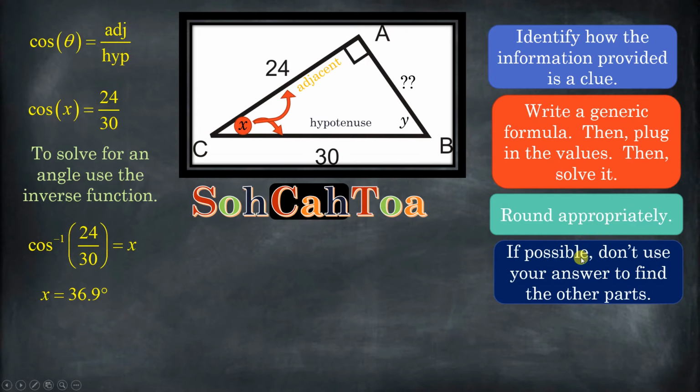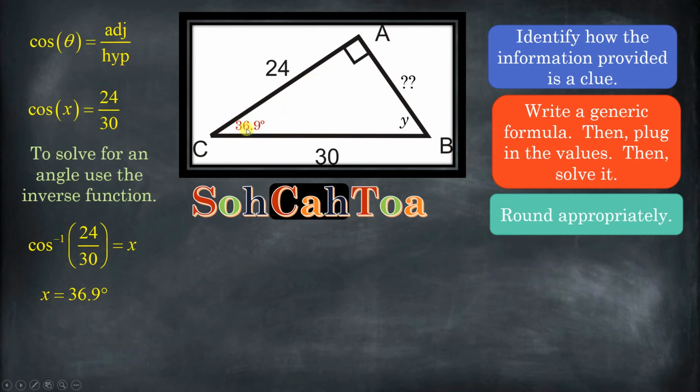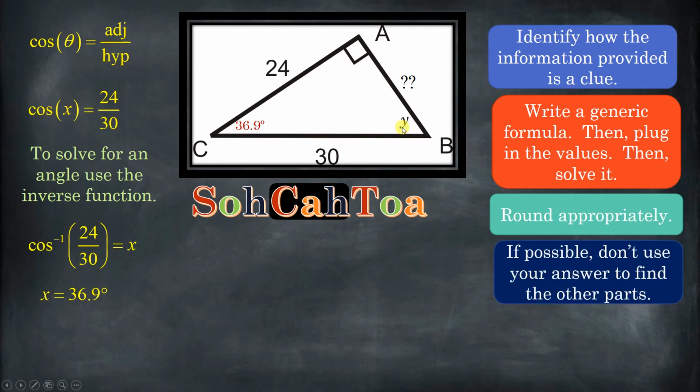Now, if possible, you don't want to use this value that we just found, this 36.9, to find y. Because if you made a mistake with this, well, this one's going to be wrong for sure. Now, of course, if you're running out of time on a test or something, then you just need to go ahead and subtract 90 minus 36.9 and get your answer. But if you have some time, then you should use the information provided as the clues to figure out this other angle. So that's what we're going to do right here. We're going to go ahead and use the clues to figure out y.